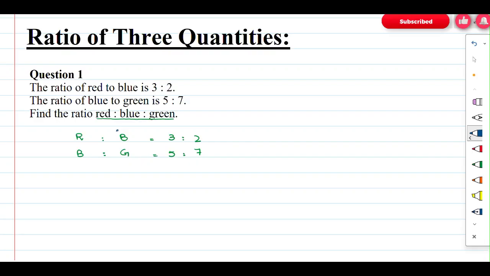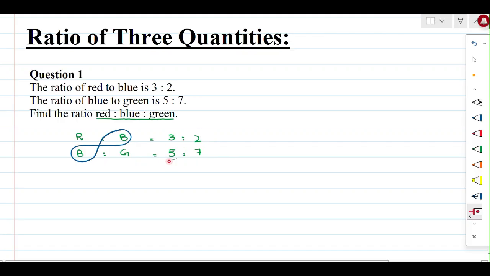Which one is common? You can see blue is common. Red is the first, blue is the common one, and green is the third one. So if blue is the common one, then you have to look at the ratio for blue. The ratio of blue is 2 and the ratio of blue is 5. So these are the two ratios of blue. The blue ratio is 2 or it's 5.